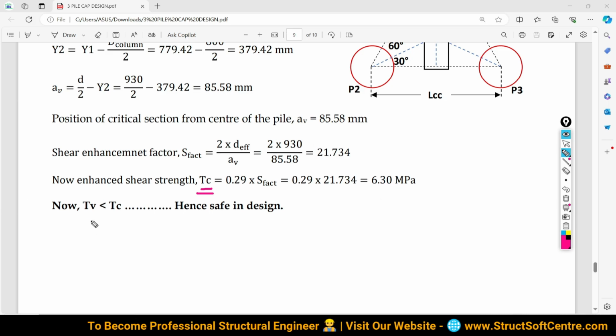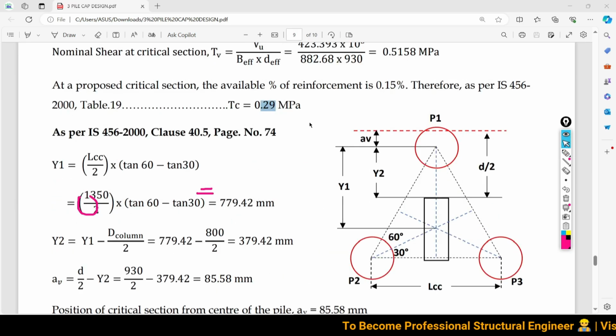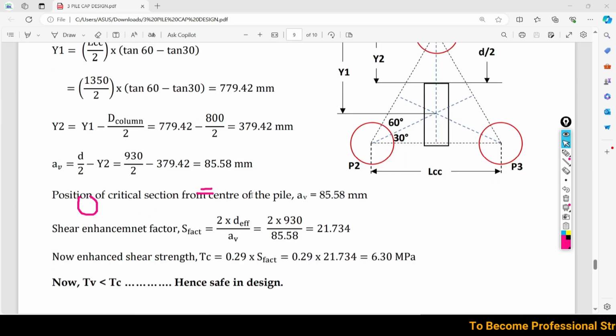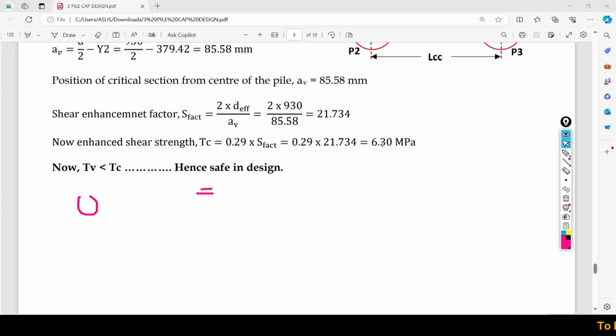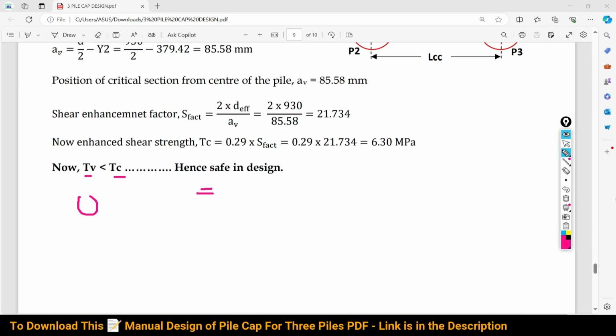So finally, nominal shear, which is what actually having the value 0.5158, which is less than 6.3. Nominal shear is less than the critical capacity. Hence now your design is safe for the one-way shear along the perpendicular direction at a distance of d by 2 from the face of the column.